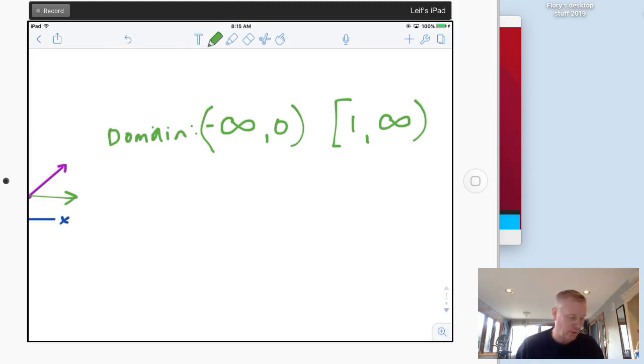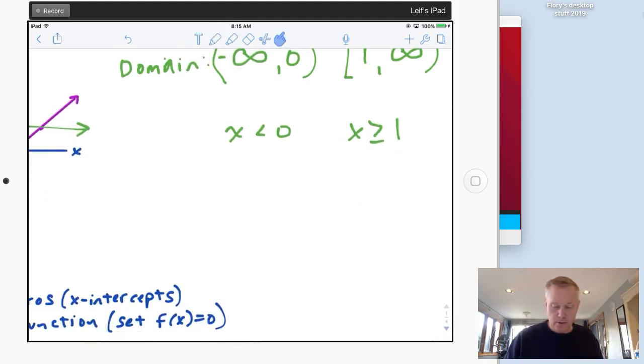But if I was to rewrite this, this would be x is less than 0. And on the other part, it's x is greater than or equal to 1. So those are really kind of the same thing. We're going to write them both ways. Next, I'm going to do the range.